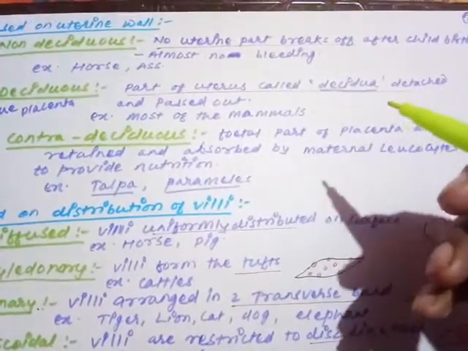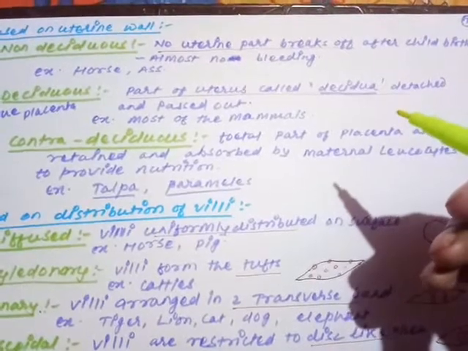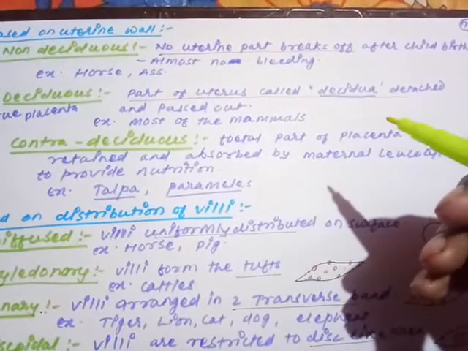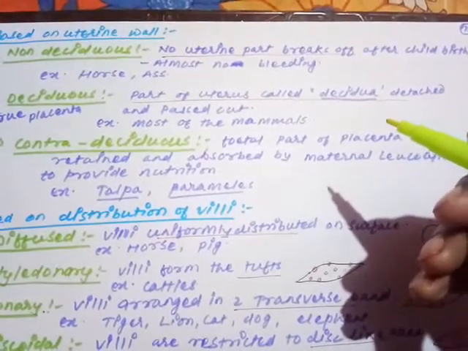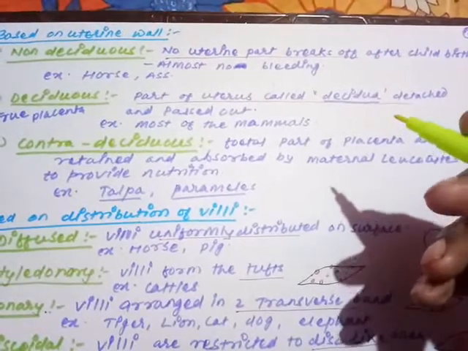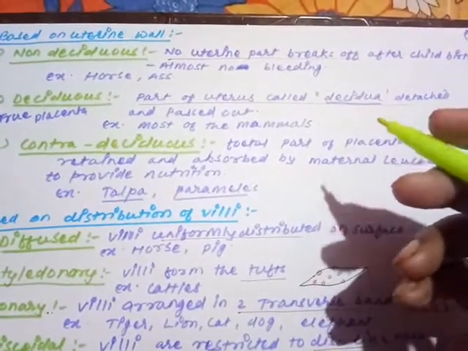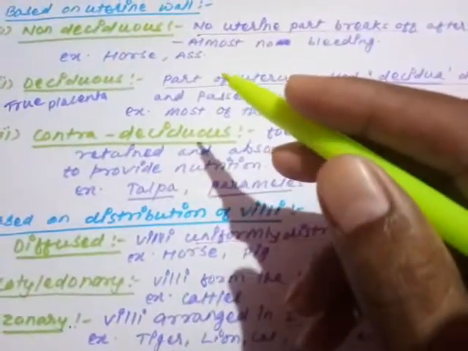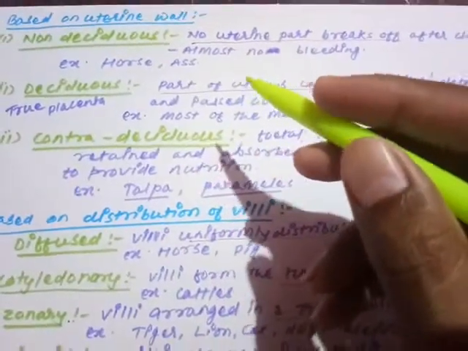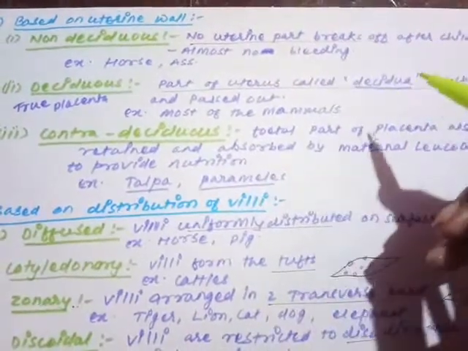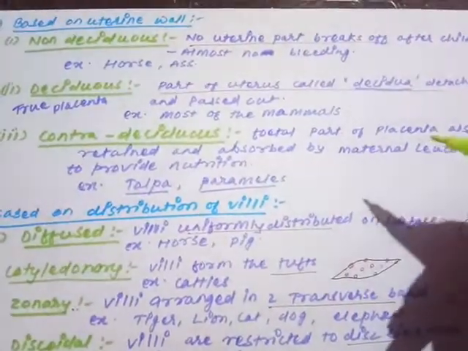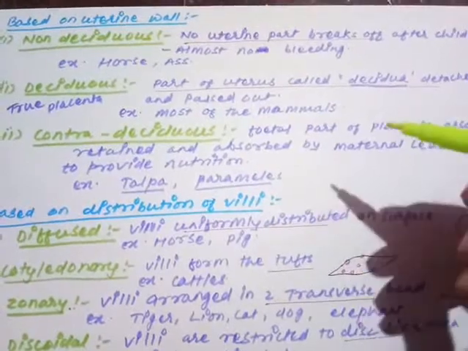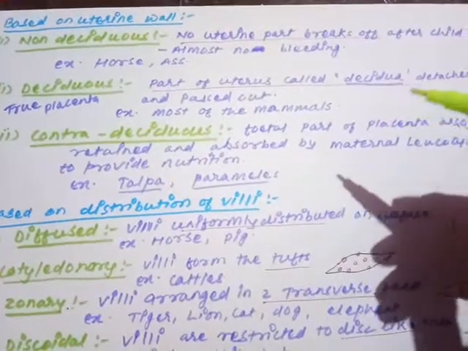So अगर ये fall off नहीं हो रहा है तो there will be no damage to the endometrial lining of the uterus, and there will be almost no bleeding, or very little bleeding. Example: horse and ass have the non-deciduous placenta. So non-deciduous, decidua गिरेगा नहीं, uterus वहीं का वहीं attach रह जाएगा after childbirth. So there will be no bleeding, or bleeding is almost absent.